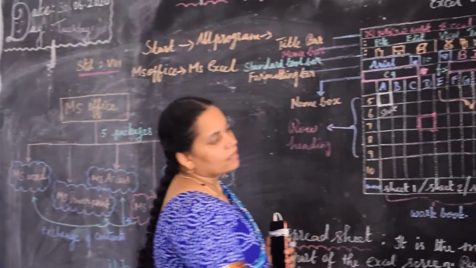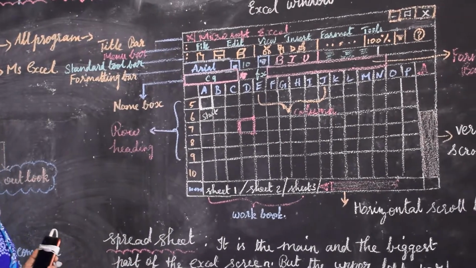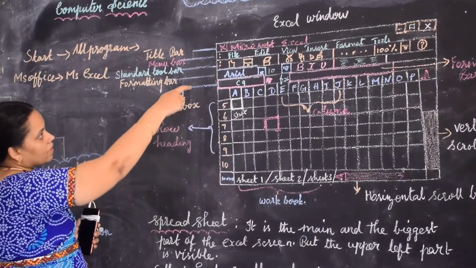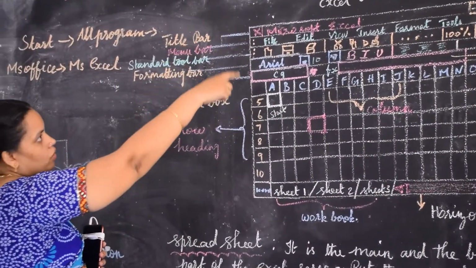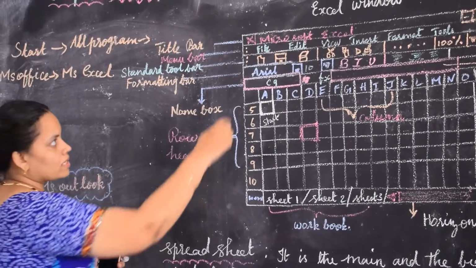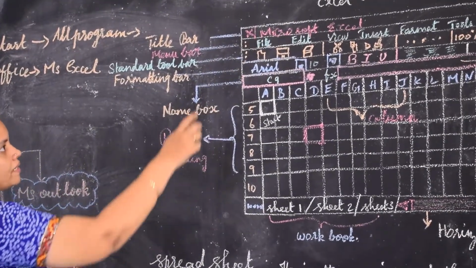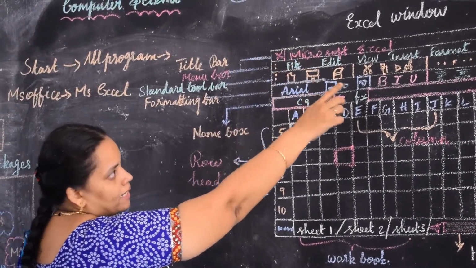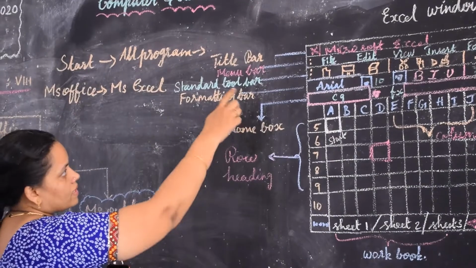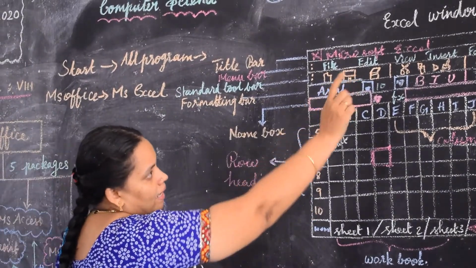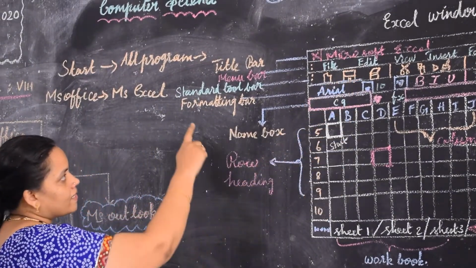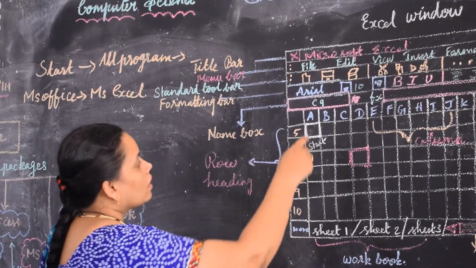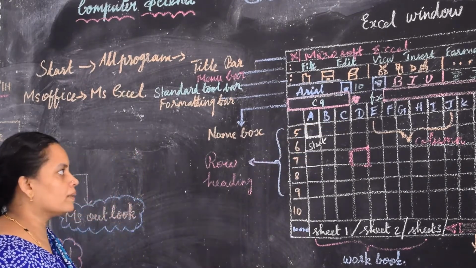See here, this is the Excel window. You already learned this in previous classes. Once more I will recall it. Here in this window, the first one is the title bar. It shows the title of the program. The next one is the menu bar. Menus are here. File menu, edit and view menus are here. The next one is the standard toolbar. Many commands and buttons are here. See, the next one is the formatting toolbar. If you want to format this spreadsheet, you have to choose the options in this formatting toolbar.